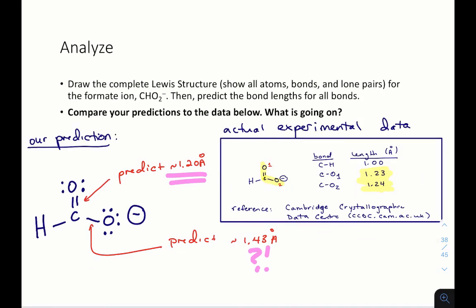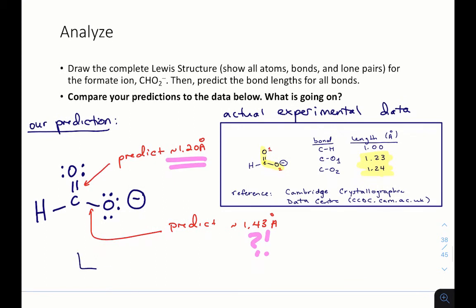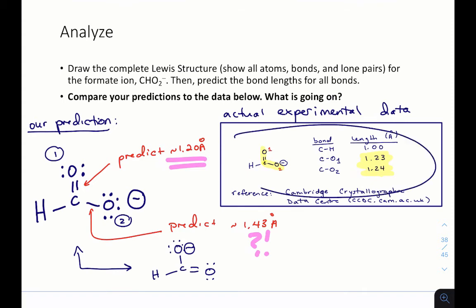Are you yelling at the screen? Yeah, what is to say that it has to be oxygen number 1 that makes the double bond to carbon? Why can't oxygen number 2 make the double bond to carbon? Well, it can, and apparently it does. Apparently, both of these oxygens are making some sort of double bonding interaction with carbon, because both of the bonds have the same exact bond length, which is really close to that of a carbon-oxygen double bond.